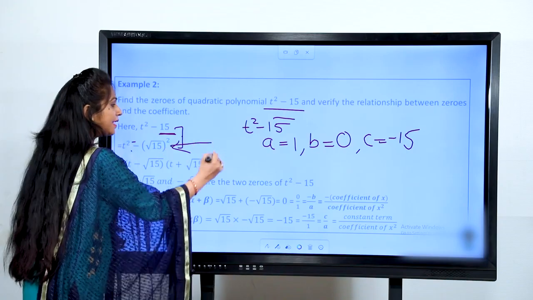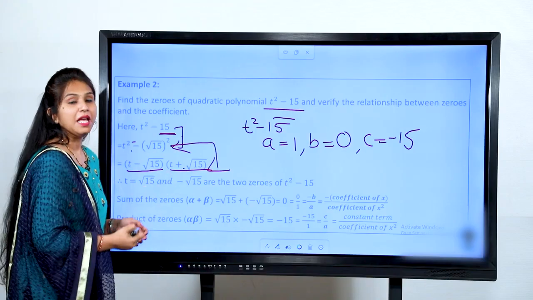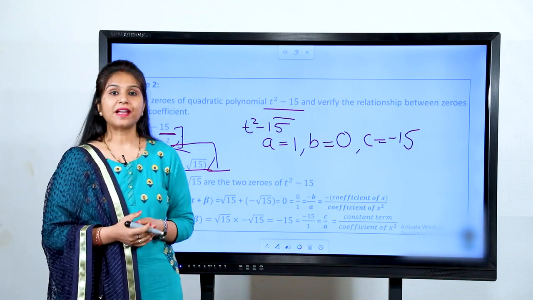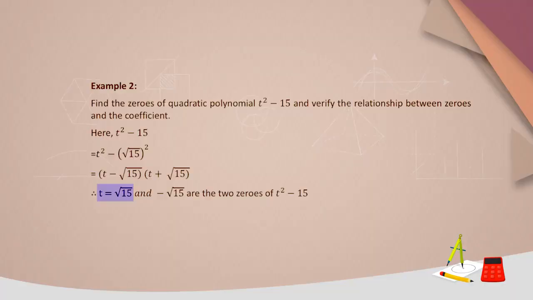So this in the next term is written as a plus b and a minus b. So we are getting these two factors, a plus b, a minus b, and when you compare these two factors with 0, you will see that the value of t will be either positive root 15, or it can be negative root 15.